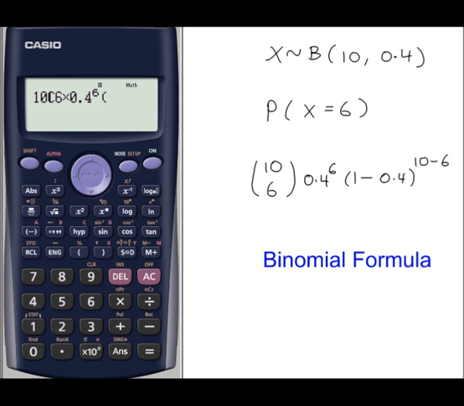times brackets, I didn't put the times in there, there's no need to have a times there, but you do need it here, 1 minus 0.4, close brackets, to the power of 10 minus 6. There you go, that's the probability that you get with this calculation. And the bit that you might forget is this part here, the 10 over 6. It's not a fraction, it's 10C6. And that C comes from here, the NCR function on the calculator.